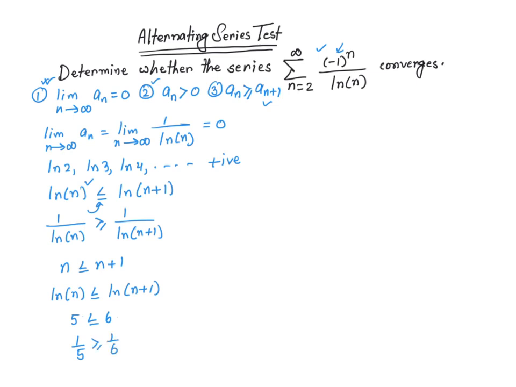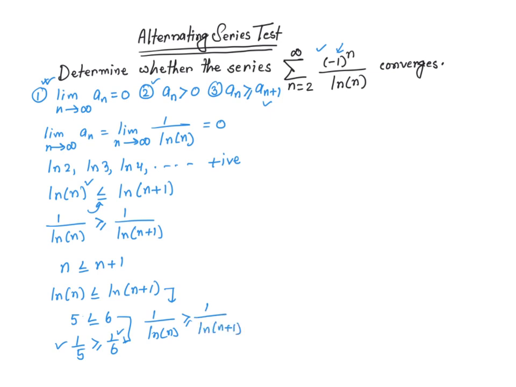If you have difficulty understanding this, think of it this way. 1/5 of something must be greater than 1/6 of something, right? The same thing. That's how we should be thinking. So applying that logic, we could say 1 over ln of n is greater than or equal to 1 over ln of n plus 1.